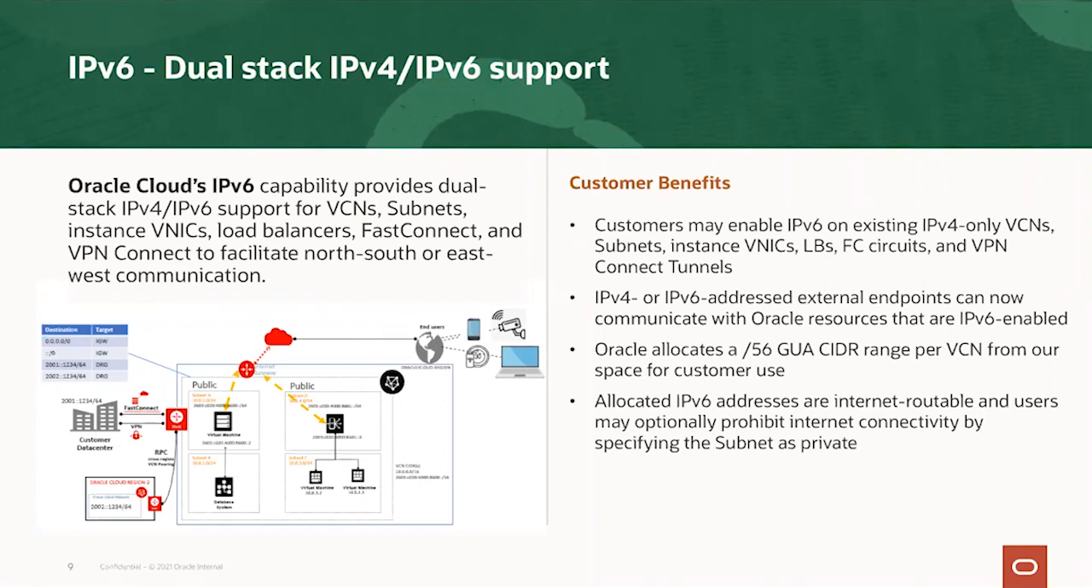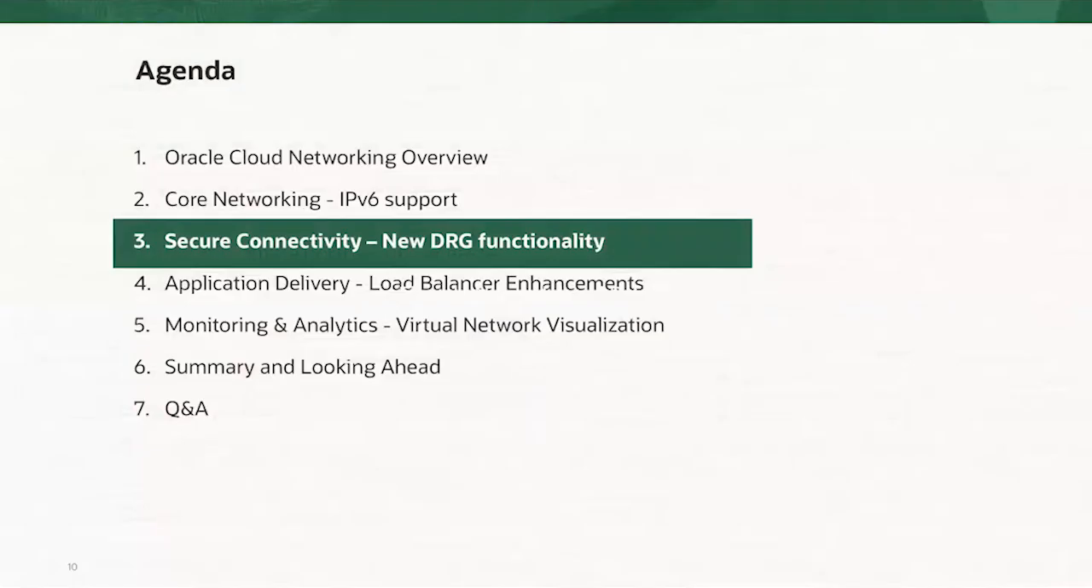When you make a VCN or enable IPv6 on a VCN, Oracle allocates a /56 global unicast address CIDR range per VCN from our space for you to use. These allocated IPv6 addresses are internet routable. However, you can mark a subnet as private if you do not want your resources to be communicating externally.